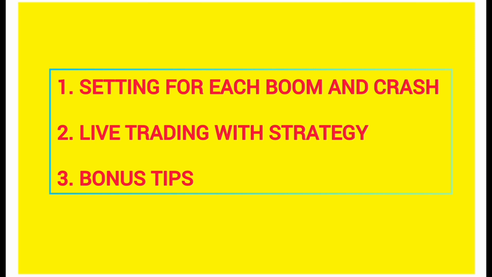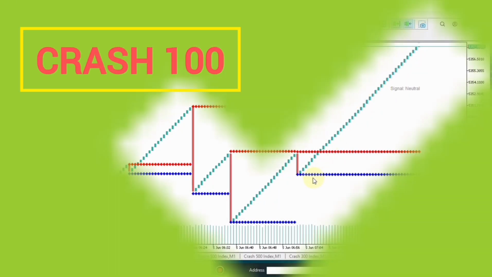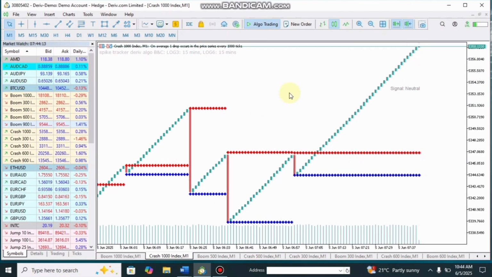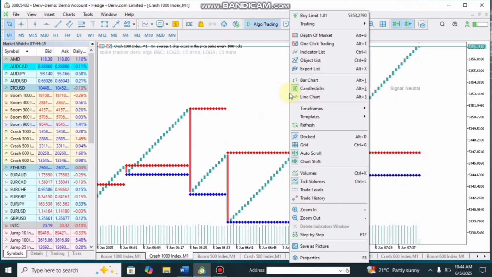First, settings for each Boom and Crash and how they should be. Secondly, live trading with the strategy. And lastly, some bonus tips. Crash 1000. Hoping that you have already installed the Blueprint system, and if not, watch the video till the end to understand how to install.